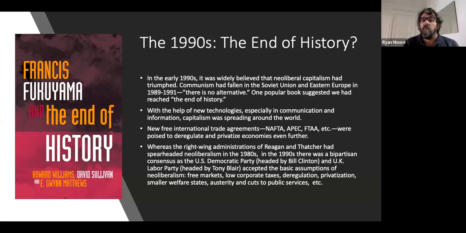So one book that's profiled here in the slide suggested that we had reached the end of history, that the fall of communism had taken us to a new stage in the world, in which this former epic worldwide struggle had come to an end. And as a result, global capitalism was triumphant all around the world. That was the subtext of this book called The End of History by Francis Fukuyama.